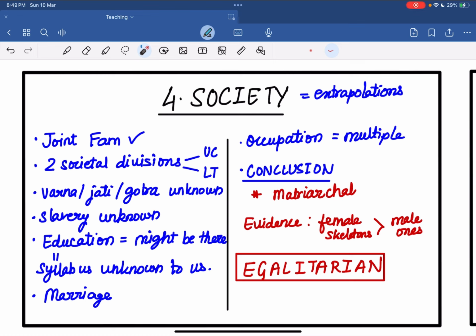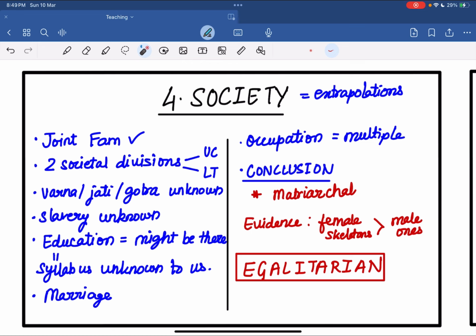But on the whole, what we conclude is Harappa or the IVC was an egalitarian society. Equal opportunities for both male and female. Till now, we haven't recorded anything that this occupation was not allowed for women. That is why we conclude that Harappan civilization was an egalitarian society.